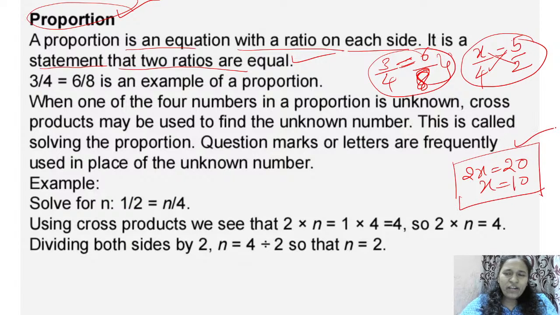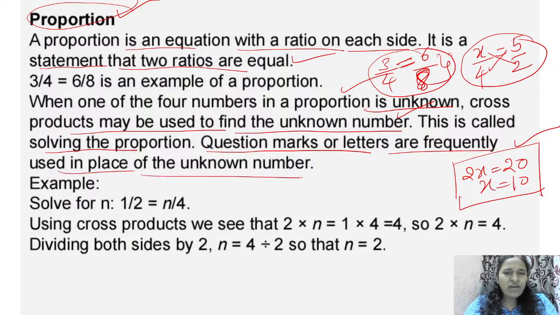So many times we need this type of comparison when we are finding some unknown value in a given question. When one of the four numbers in a proportion is unknown, cross products may be used to find the unknown number. If we do the cross product, we can find the unknown number in the given equation. This is called solving a proportion. Question marks or letters are frequently used in place of the unknown number. Generally, what we will do? We will take the unknown number as x. Then we will compare and find the unknown number.